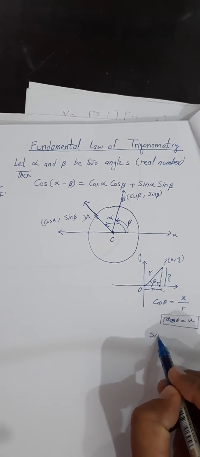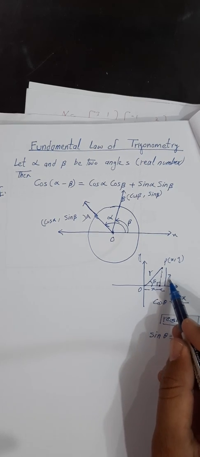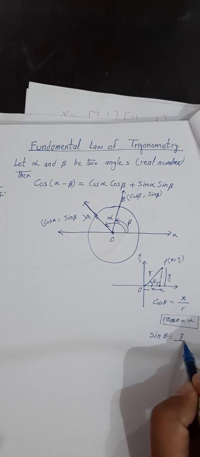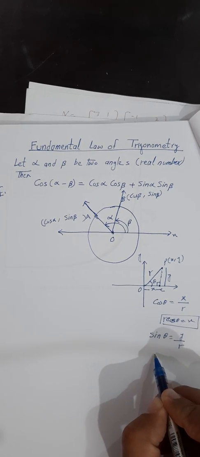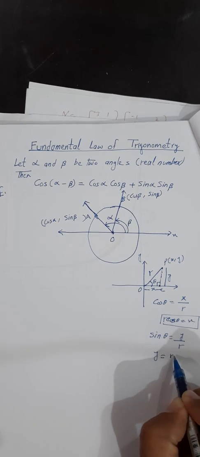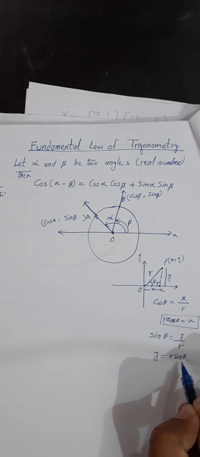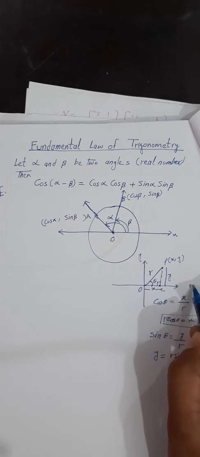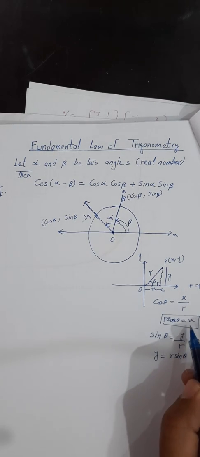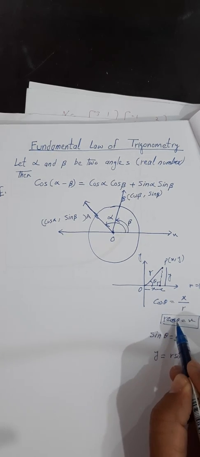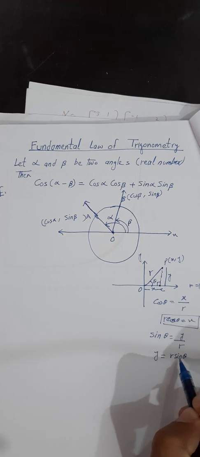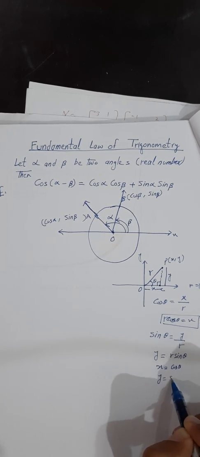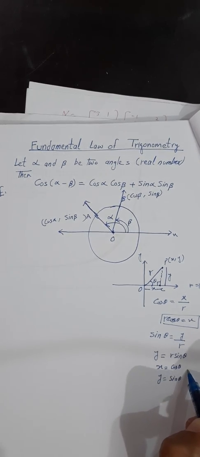Now for sin theta, we know that sin is perpendicular upon hypotenuse. What is perpendicular? Perpendicular is y. Therefore, this is y upon r. We can write y is equal to r sin theta. Now, if r is equal to 1, then x is equal to what? 1 cos theta, and y is equal to sin theta only. So x is equal to cos theta and y is equal to sin theta when r is equal to 1.